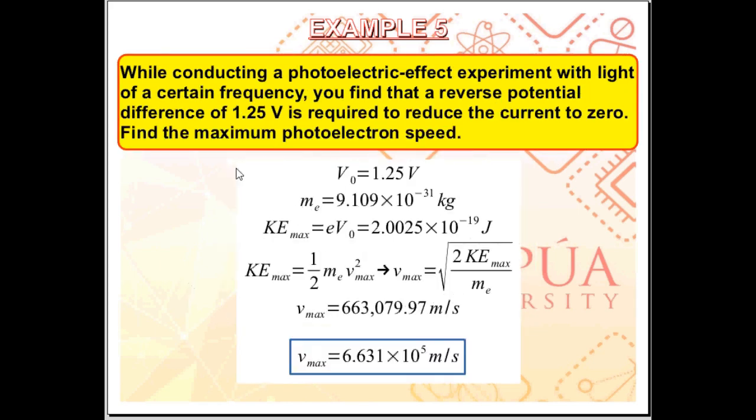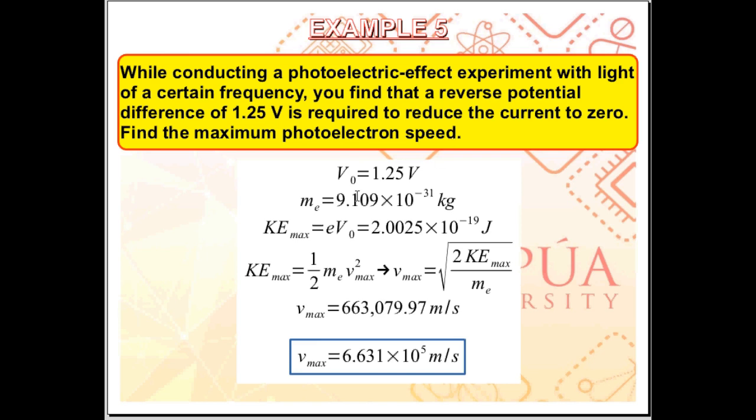Going on to the next example, we have the following problem. While conducting a photoelectric effect experiment with light of a certain frequency, you find that a reverse potential difference of 1.25 volts is required to reduce the current to 0. Find the maximum photoelectron speed. So the stopping potential V naught is equal to 1.25 volts.